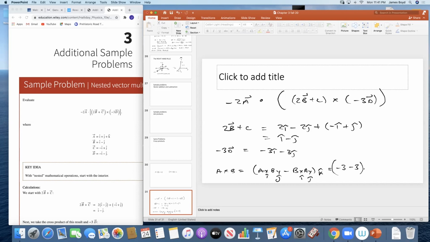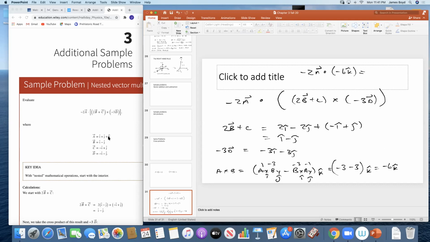Okay. Let's make sure I did that correctly. This is minus 3. This is minus 1. This is 1, and this is minus 3. So yeah, I get minus 3 minus a 3 in the k hat direction, which is minus 6 in the k hat direction. Okay. From that, the final thing that I want to do is minus 2 A hat dotted with this product, dotted with minus 6 k hat.